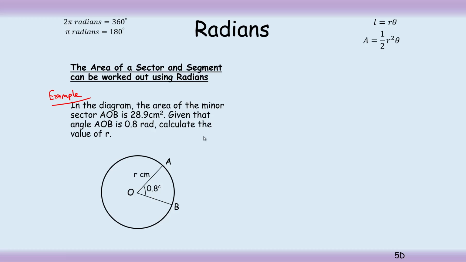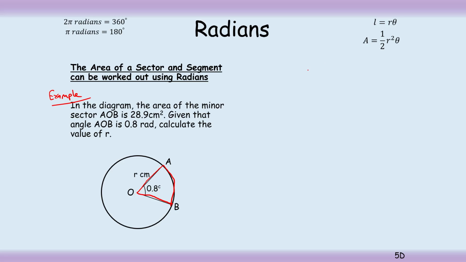Okay, so in this example, the area of the minor sector AOB is 28.9 centimeters squared. This is our minor sector here we're looking at. We just outline it, like so. So we're looking for the area of that sector. They give us the angle AOB is 0.8 radians. Calculate the value of r.